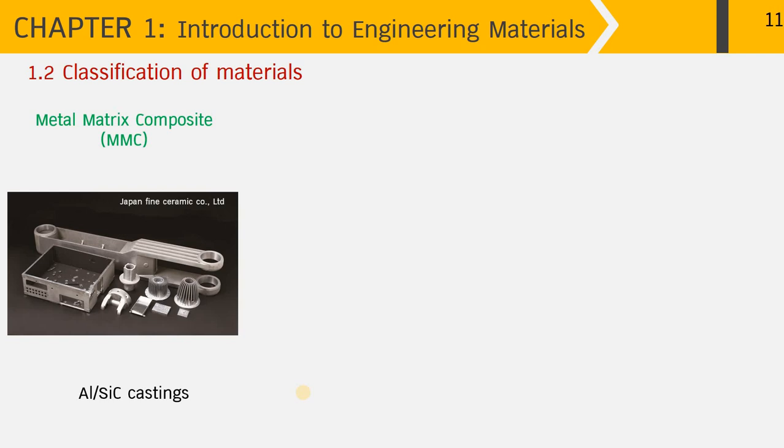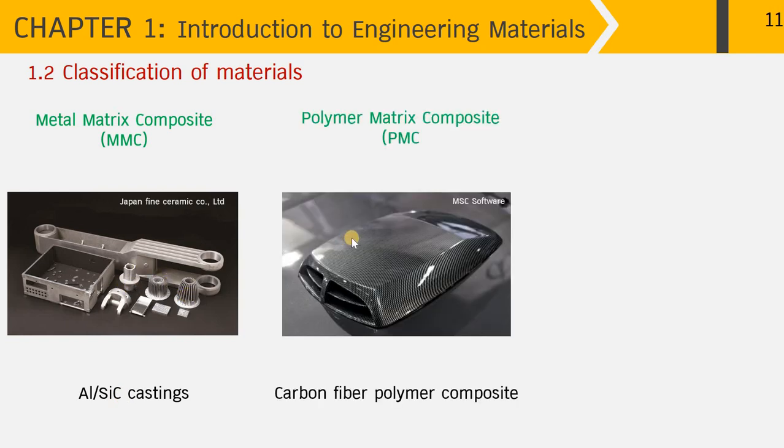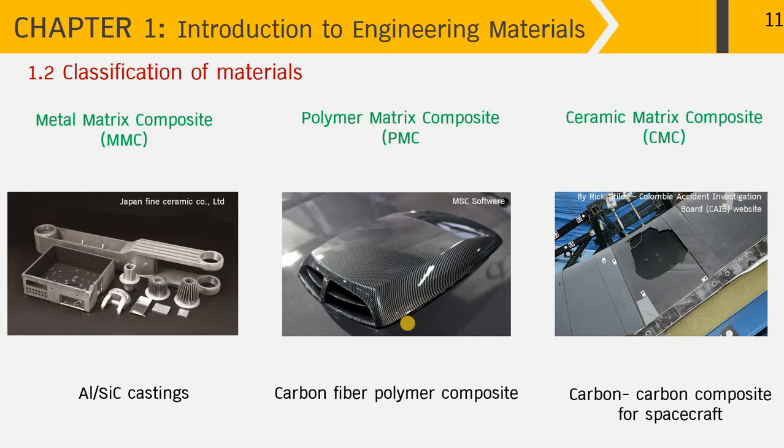This means the metal is the matrix, and it is reinforced with some higher strength materials. For example, in this picture is the silicon carbide that reinforced within the aluminum castings. The next example is the polymer matrix composite, or the PMC. It can be found very easily in the automotive application. This is the carbon fiber polymer composite. And the last one is the ceramic matrix composite, or the CMC. As you can see, here is the carbon-carbon composite for the spacecraft.